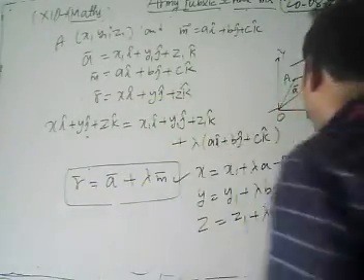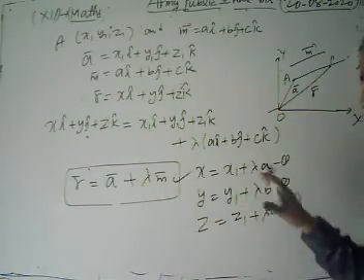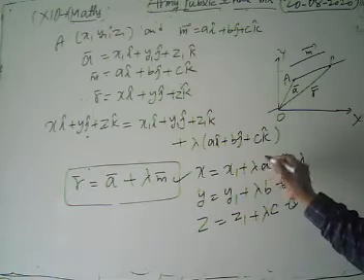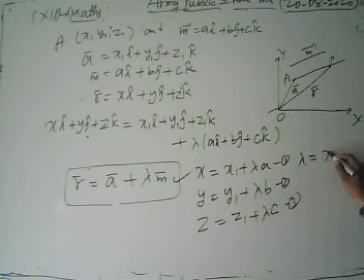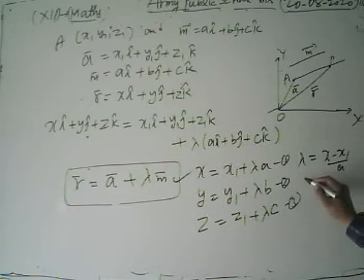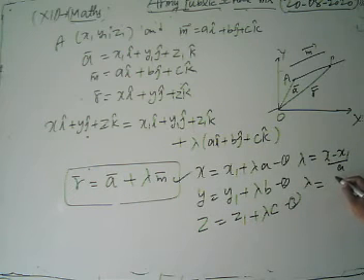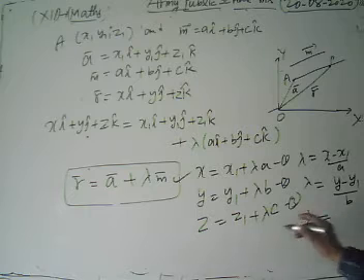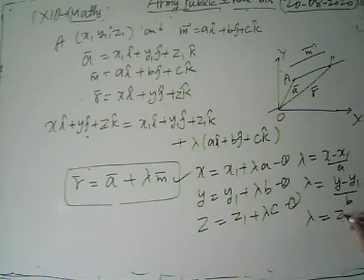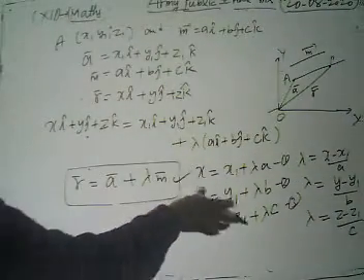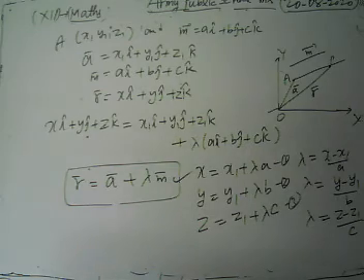From these equations we are going to eliminate our lambda. Now from here, what is the value of lambda? From equation 1, lambda is x minus x1 by a. From equation 2, lambda is given by y minus y1 by b, and lambda is given by z minus z1 by c. From this comparison we eliminate our parameter lambda.